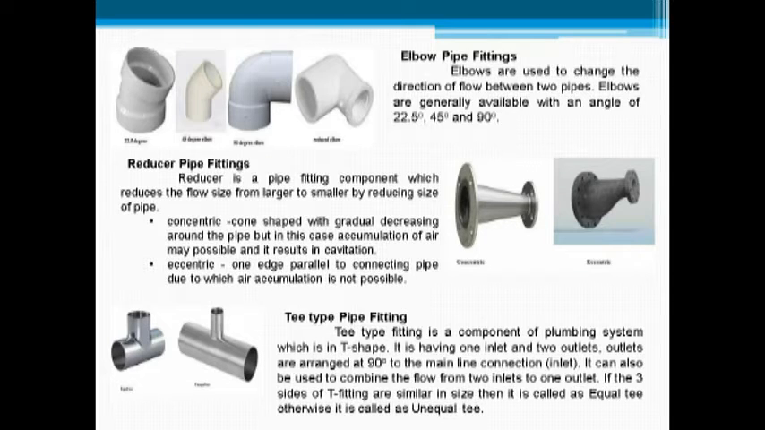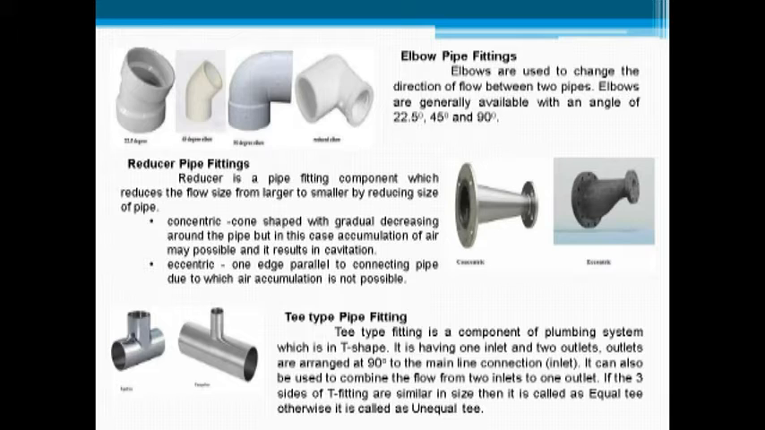Elbow pipe fittings. Elbows are used to change the direction of flow between two pipes. Elbows are generally available with an angle of 22.5 degrees, 45 degrees, and 90 degrees. If pipes are of same diameter, then normal elbows are used. Otherwise, reducer elbows are used. Elbows are made of different materials. These are generally coming with female threads, and we can fix them by butt or socket welding.